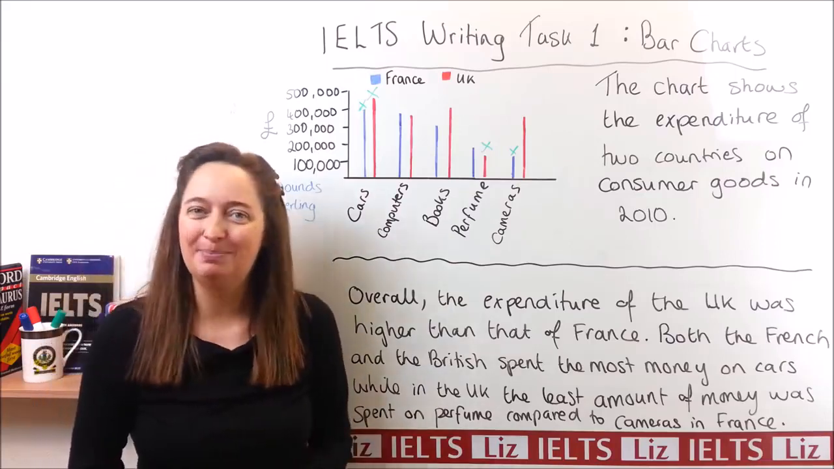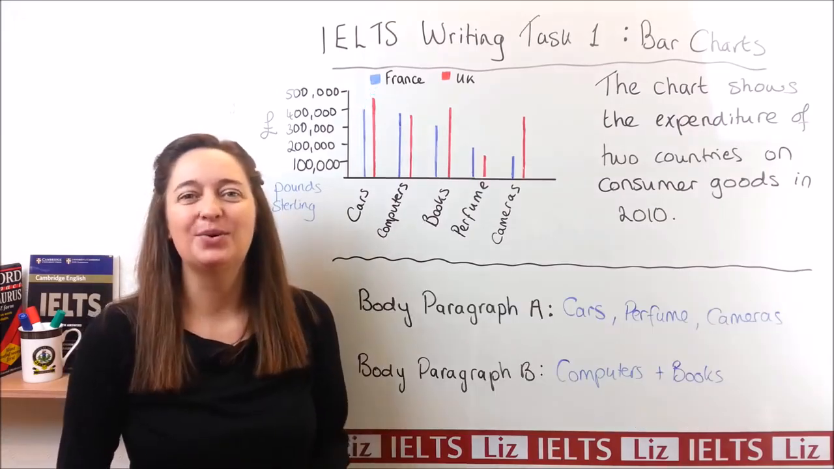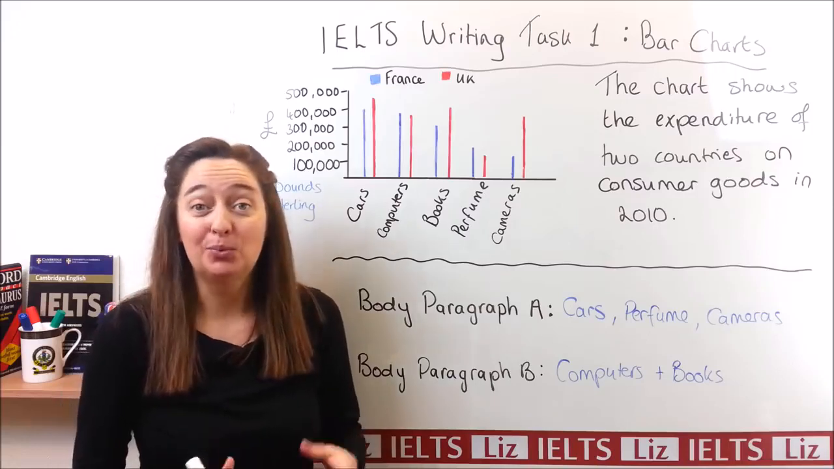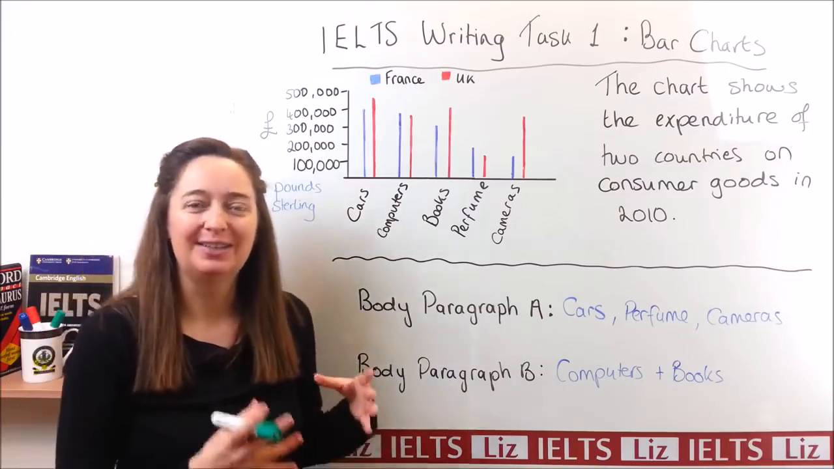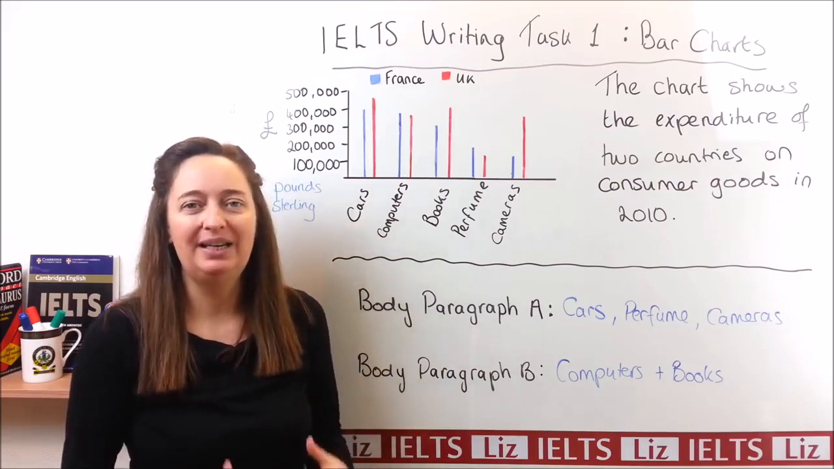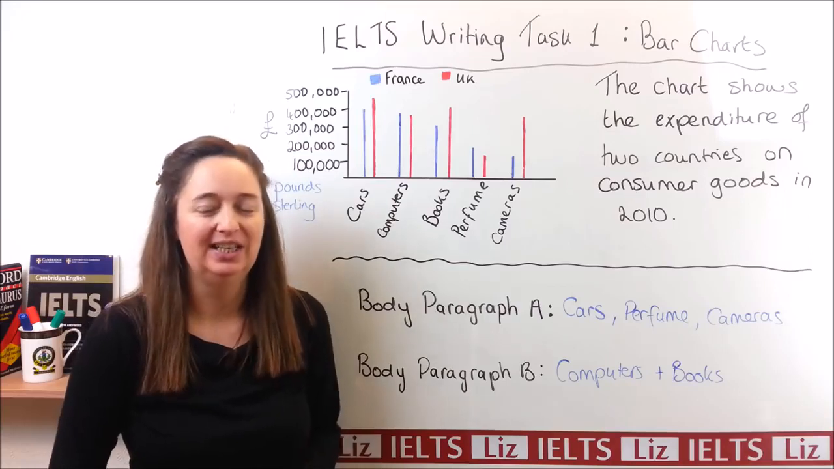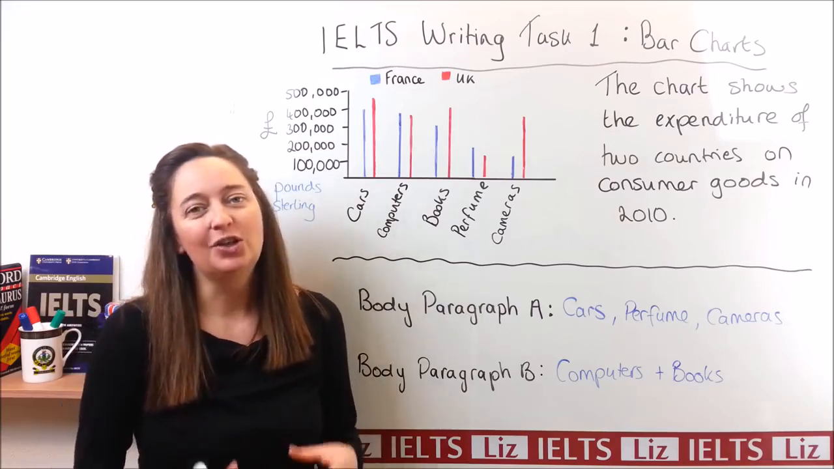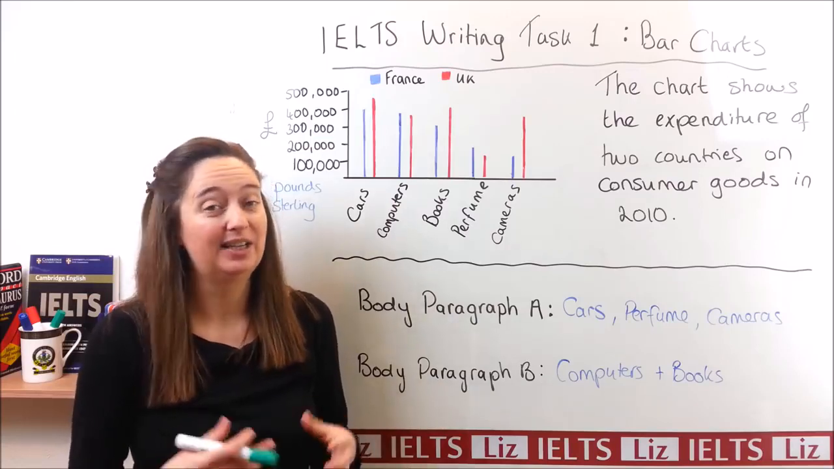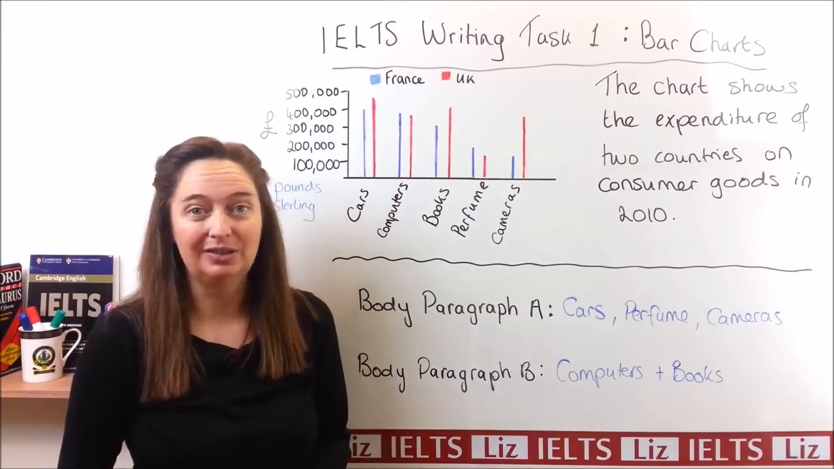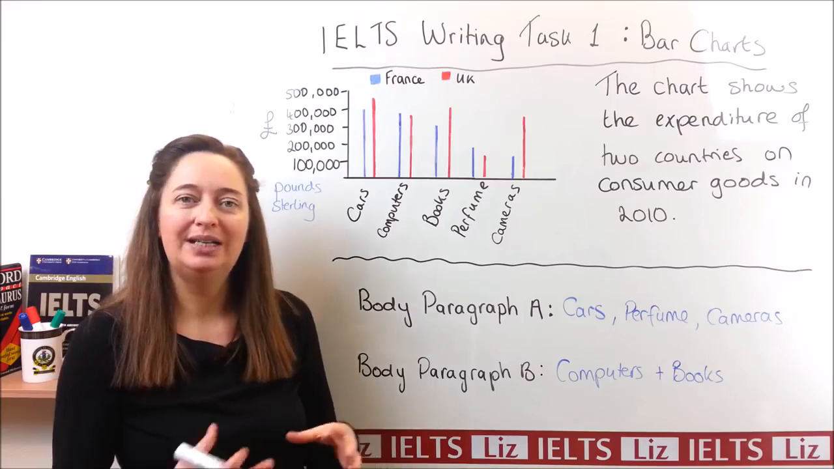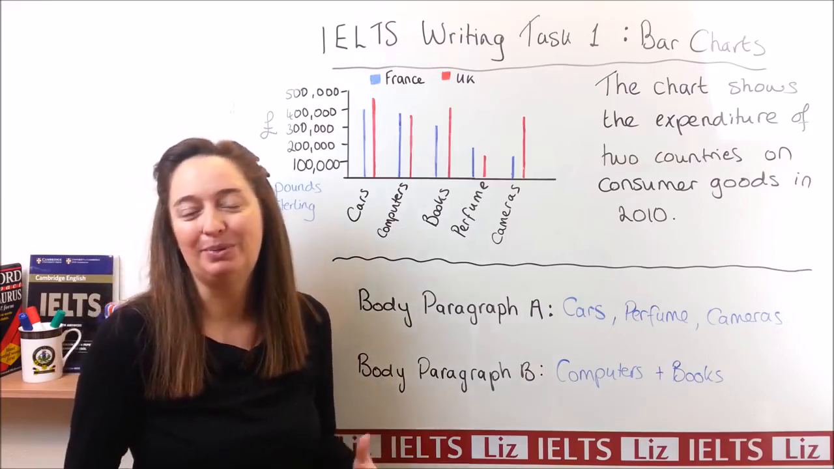Now let's have a look at the body paragraphs. This is one way to organise the body paragraphs. Now, let me give you a rule first. You must divide the body paragraphs. You cannot have one body paragraph. You are being tested on your organisation and your use of paragraphs. So that's 25% of your marks. So if you have only one body paragraph, it's going to be hard to get a good result for coherence and cohesion. So I'm going to show you 2 different ways to organise the body paragraphs.